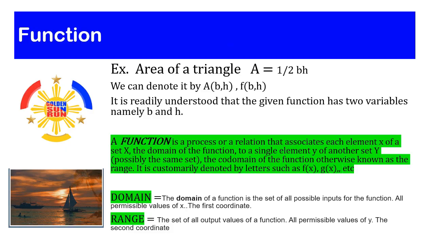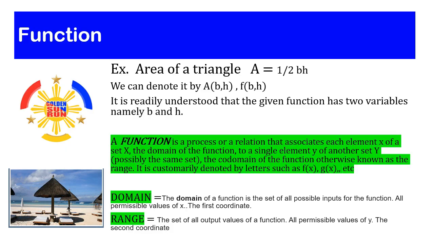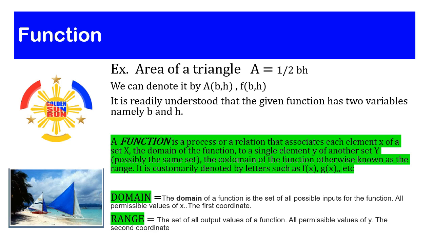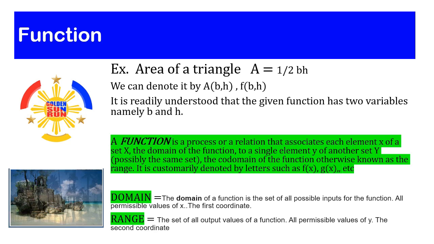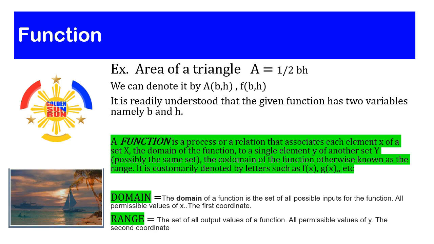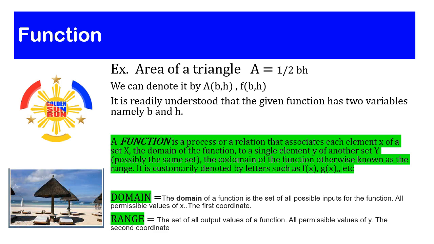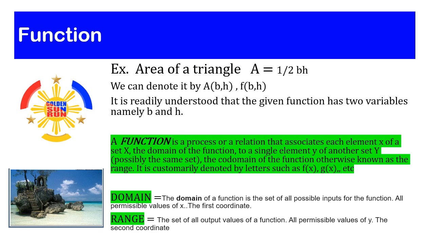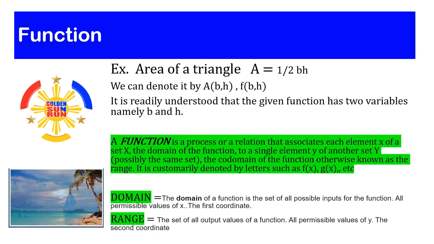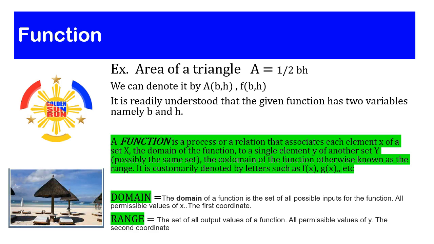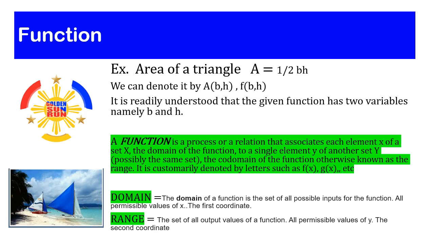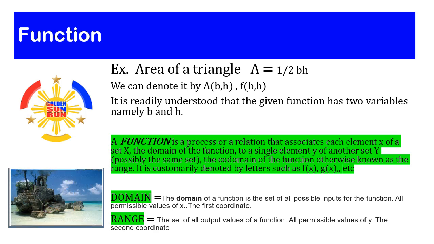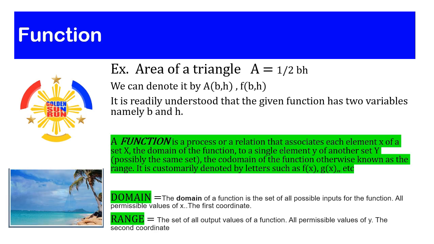For example, the area of a triangle A is equal to 1/2 B times H. We can denote it by A of B, H or F of B, H. It is readily understood that the given function has two independent variables which are B and H respectively.